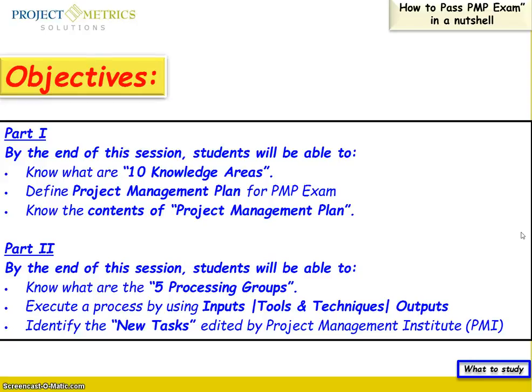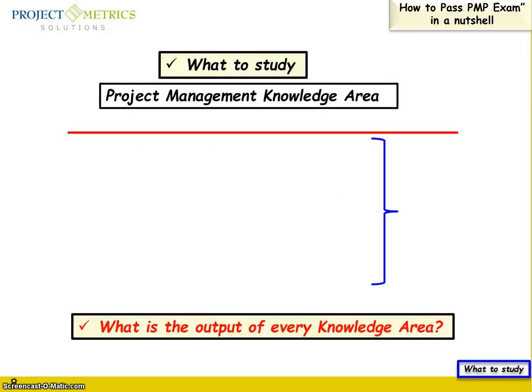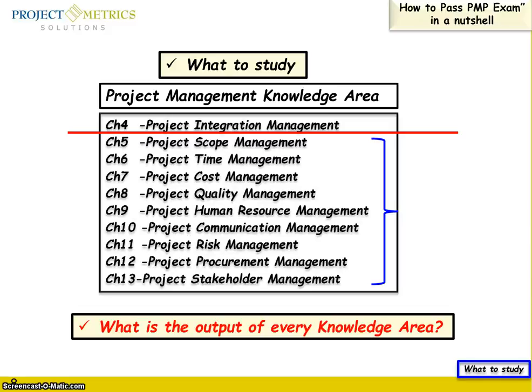Part one is to let you know what the 10 knowledge areas are, what the project management plan is, how to define it, the components of it, and the contents of the project management plan. For part two, again, I'll walk you through the 5 process groups with the inputs, tools and techniques, and outputs, with the new tasks. Now, what to study when you look at the knowledge areas?